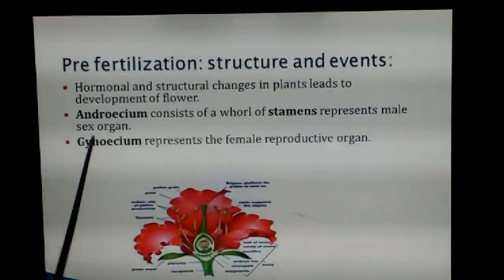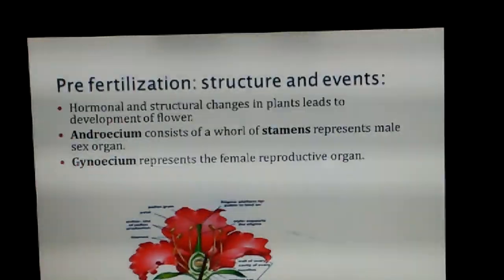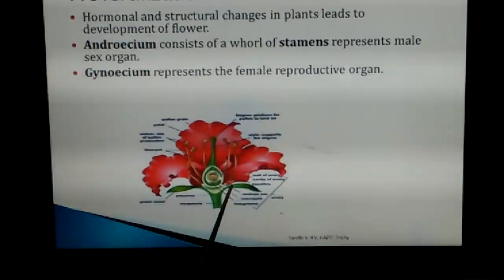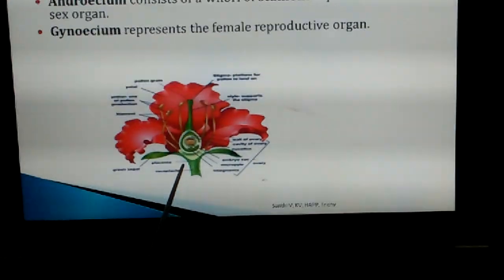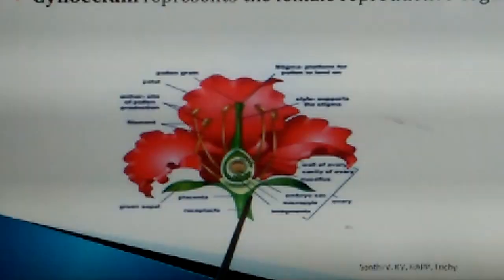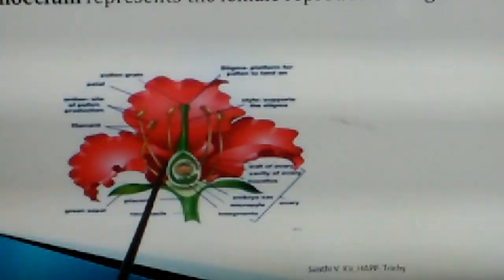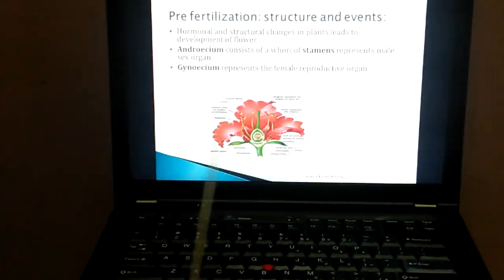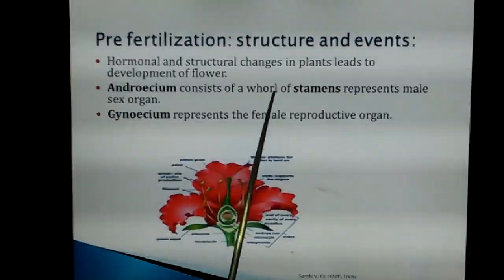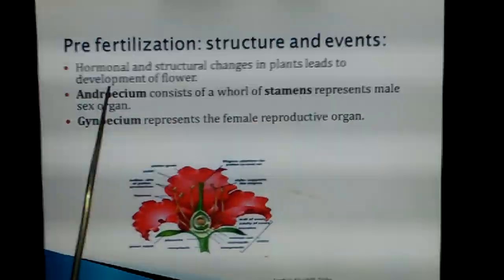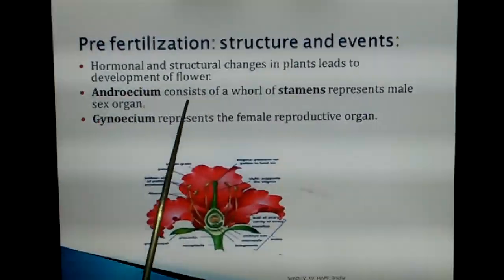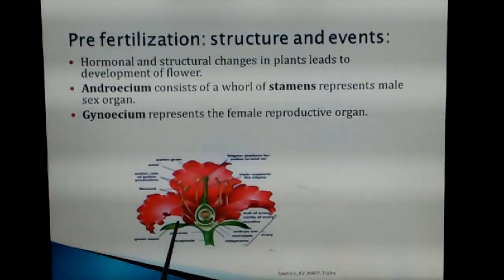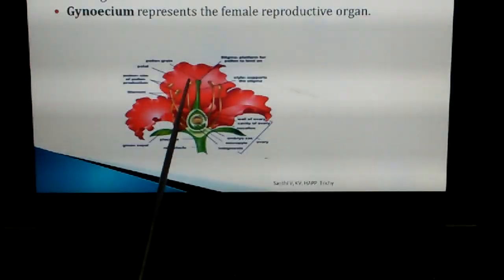When is the flower produced in the plant? When the plant grows, during the juvenile phase, that is mainly the vegetative phase, as you call it in plants, they are not able to produce flowers. They will be under growth condition. When it attains reproductive maturity, hormonal and structural changes occur in the plant and it results in the development of the flower.